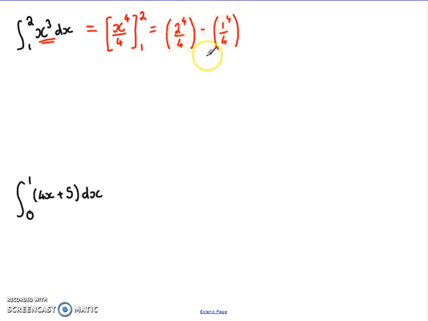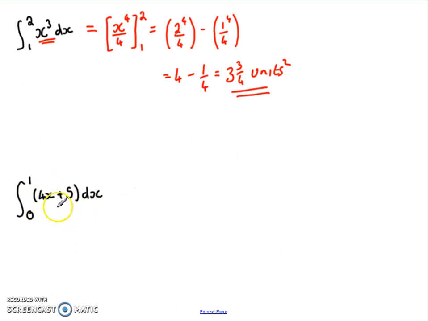We then just have to calculate each of these. So 2 to the power of 4, well, that gives you 16. So 16 divided by 4 gives you 4. Take away, well, 1 to the power of 4 is 1, over 4 is a quarter. So it's 4, take away a quarter, which is 3 3/4 units squared. Now, because we don't know what units we're measuring in, we could just call it units squared there at the end. And that there tells you the area underneath that curve between these two values there.